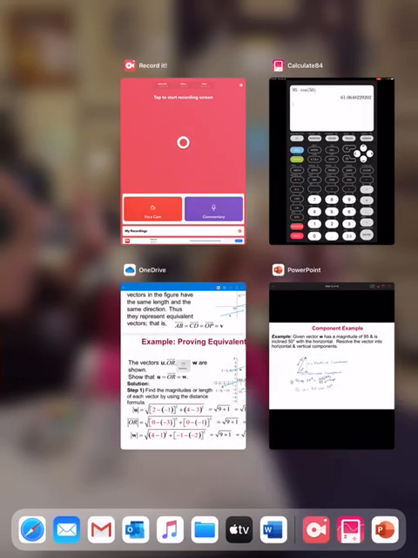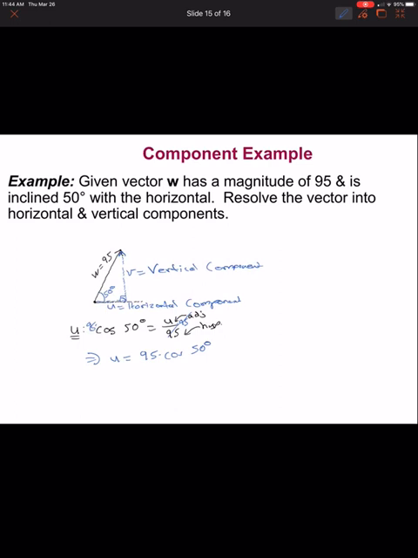61.06. So let's go ahead and say 61. So our horizontal component is 61 units. So there's u. That equals the horizontal component, which is the horizontal distance that's traveled from the initial point of vector w to its terminal point. And let's go ahead and do the same thing for v. So let's find the vertical component.